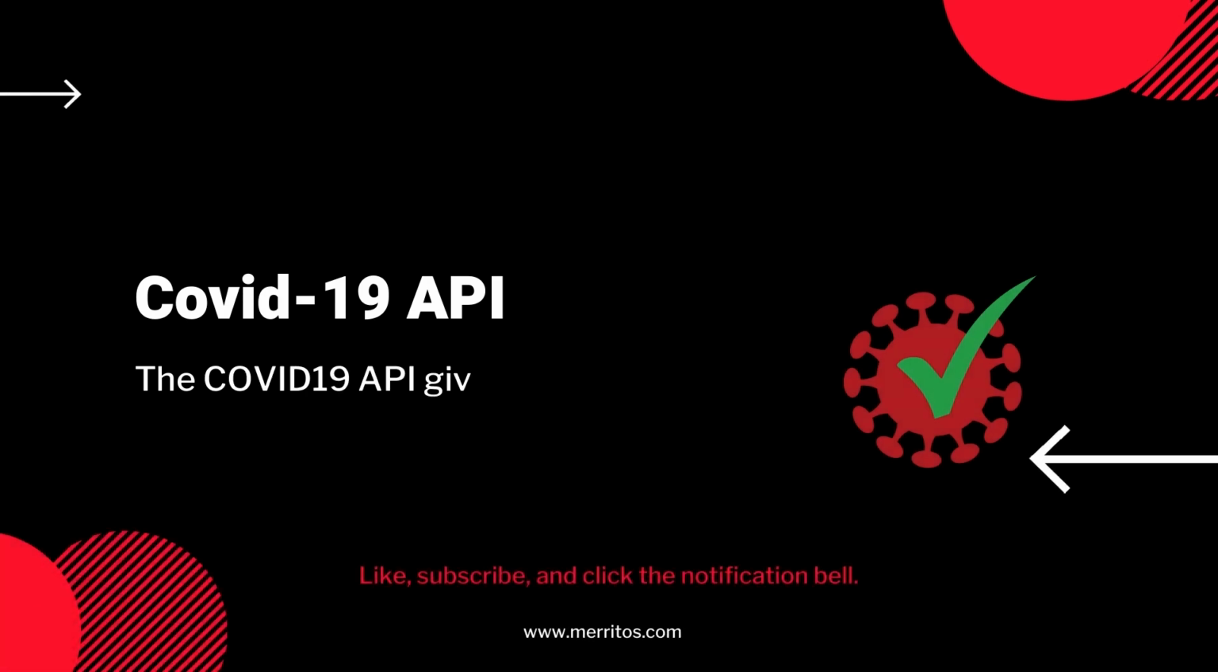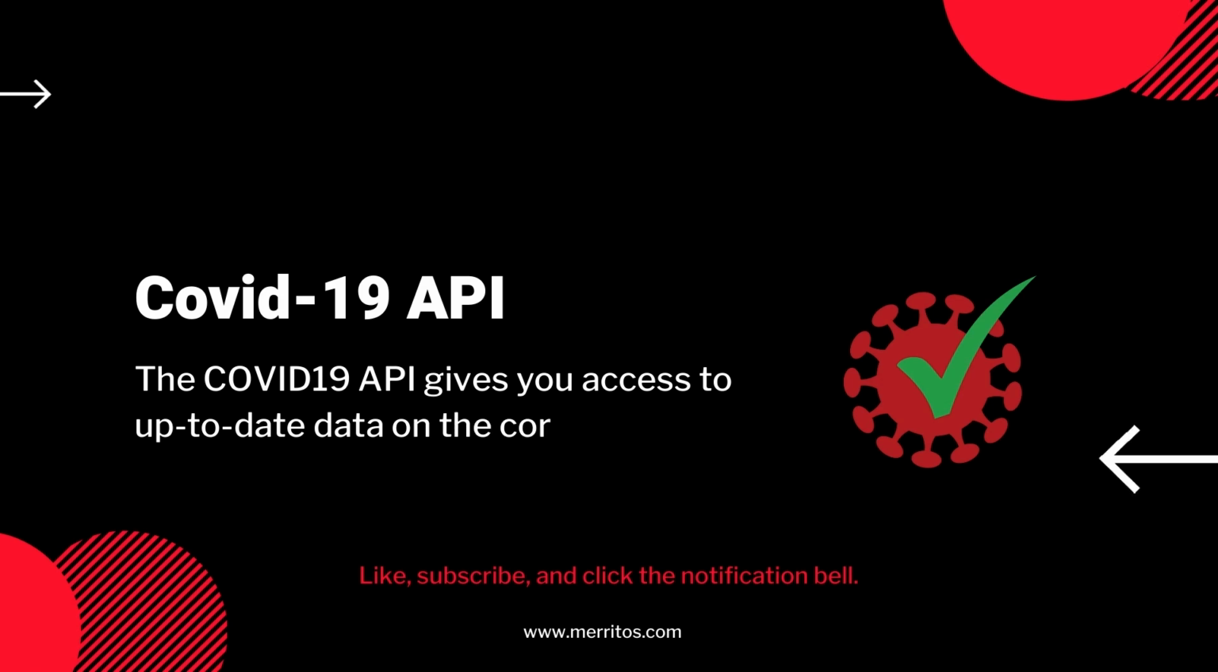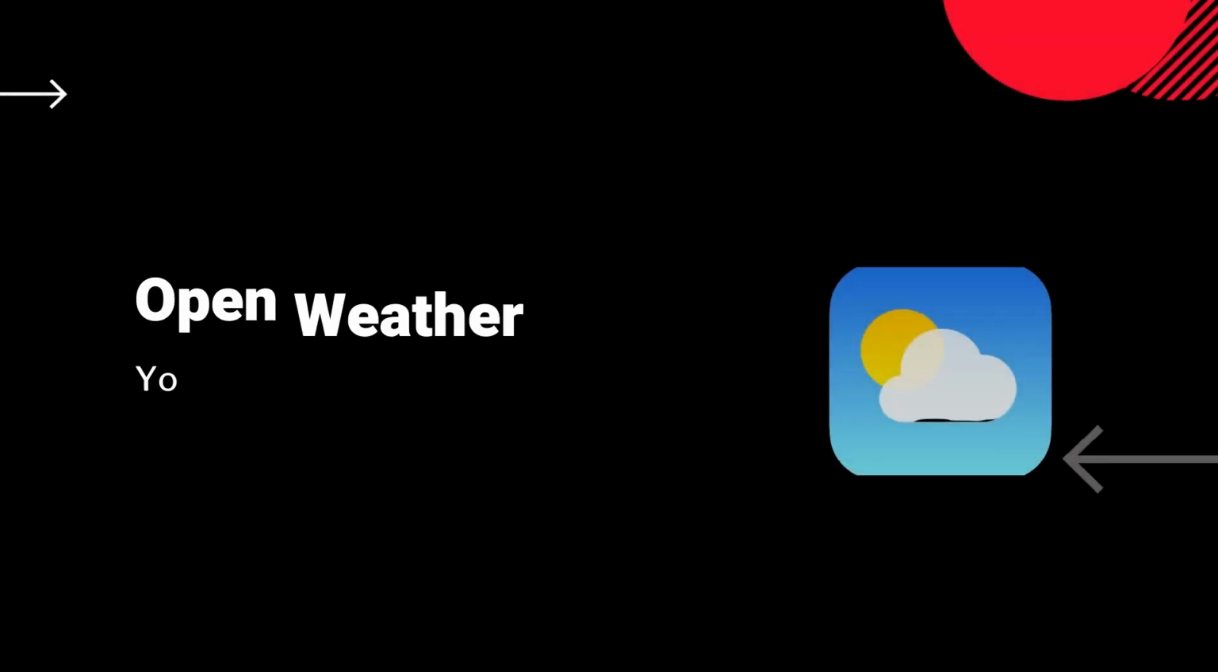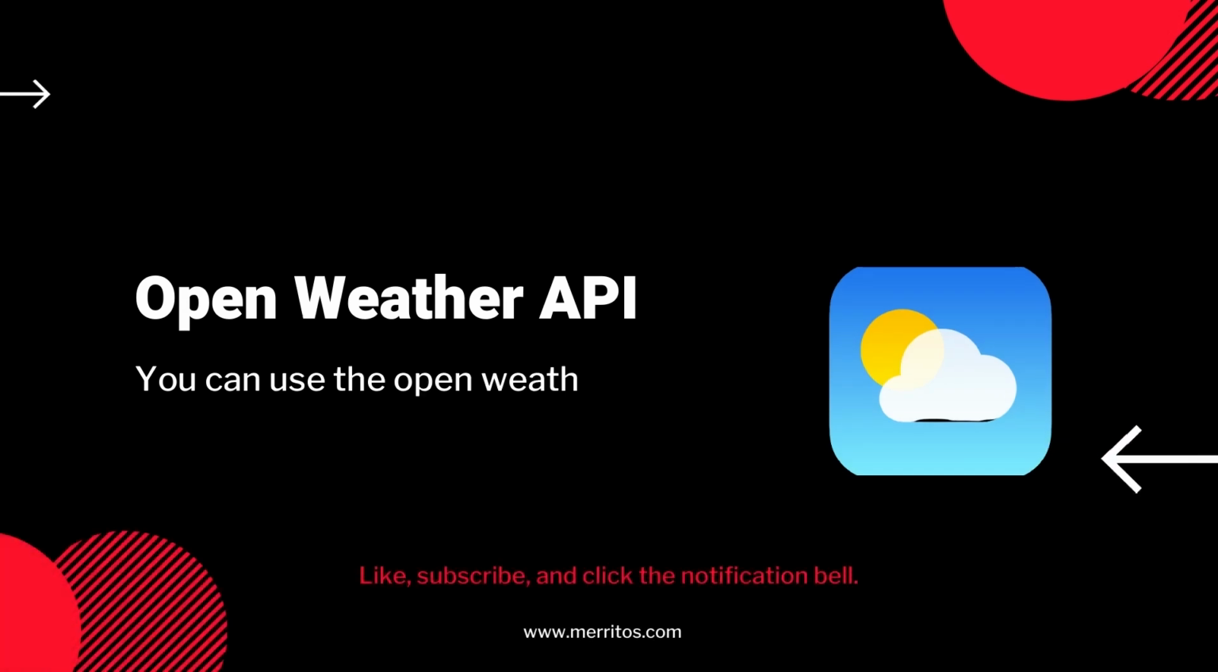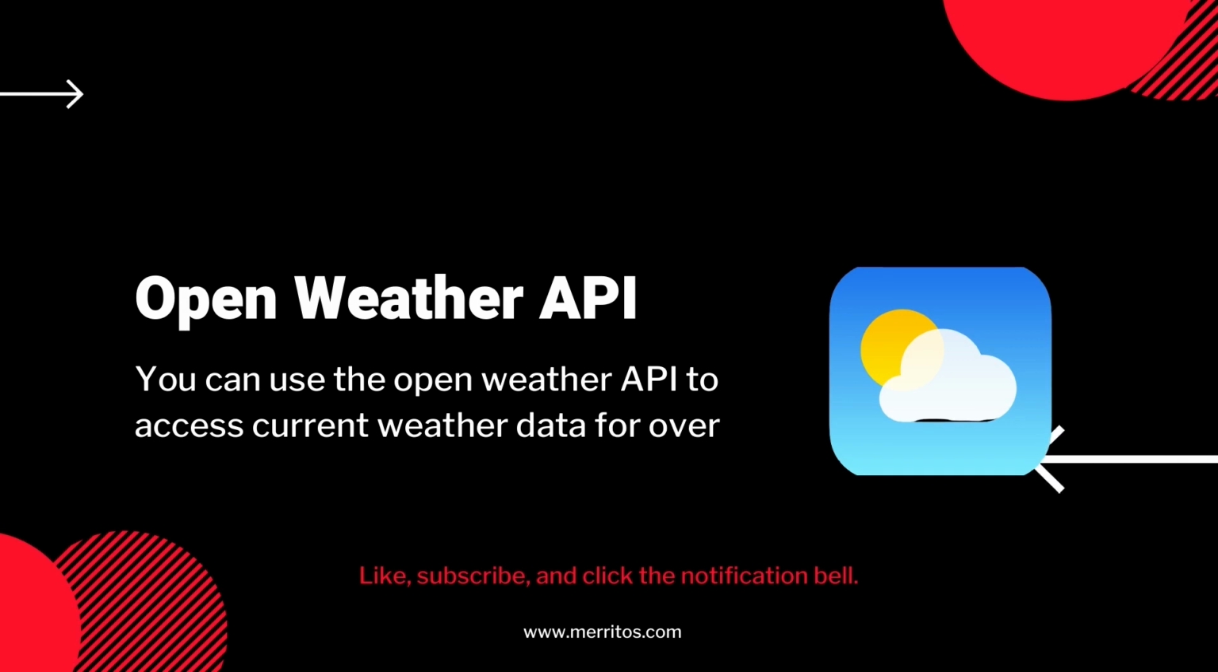COVID-19 API. The COVID-19 API gives you access to up-to-date data on the coronavirus pandemic. OpenWeather API. You can use the OpenWeather API to access current weather data for over 2 lakh cities.